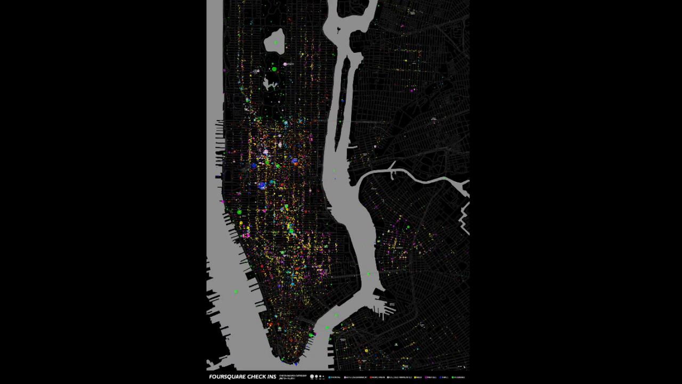Then we just created basic maps of New York with check-ins. Can you see that? Not really. This is all the check-ins joined to the streets. So it's like an exploded map of streets by activity.